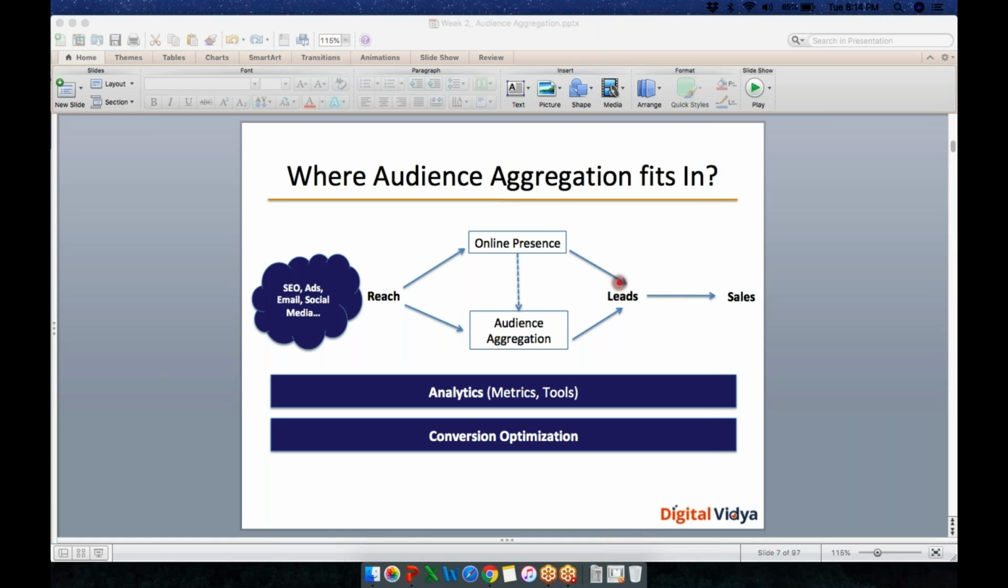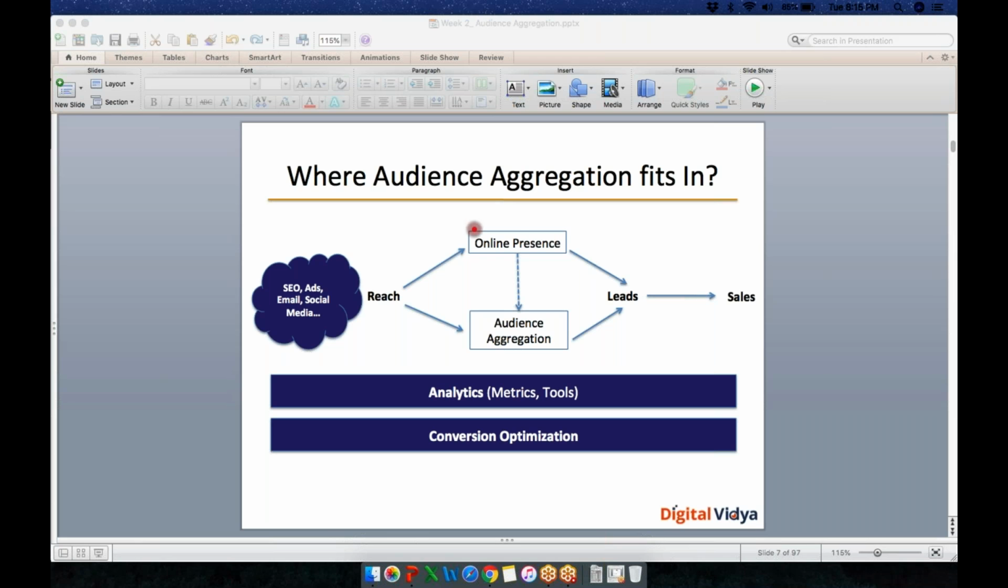So there are two possibilities once people land on your online presence. One is they like the content that they're seeing and they want more of it. They will probably become an aggregated audience. If they like the services or products that you're offering and they're interested to know about it further, they will probably become a lead directly.